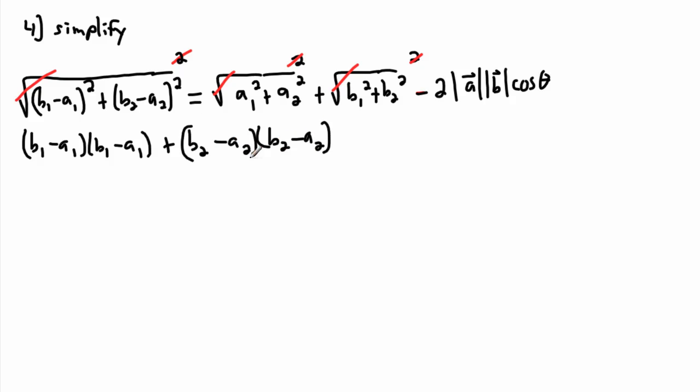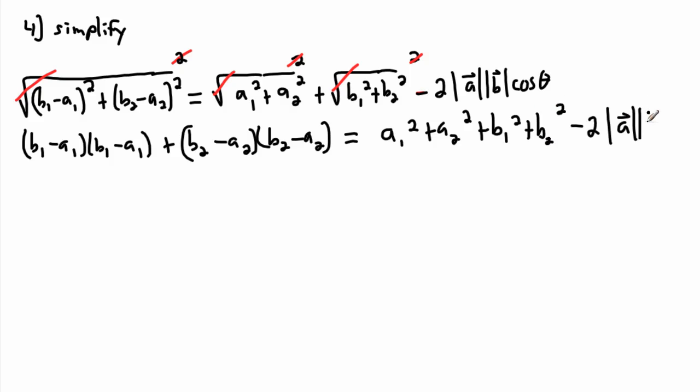I'm just going to work on this left side because it's really ugly. We're going to leave the right side the same way. Well, thankfully, these all disappeared. So this is just a1 squared plus a2 squared plus b1 squared plus b2 squared. We're almost there. It's going to get uglier, and then it's going to get a lot better. Minus 2 times the magnitude of vector a, times the magnitude of vector b, times cos theta. Whew. So how do we deal with this?